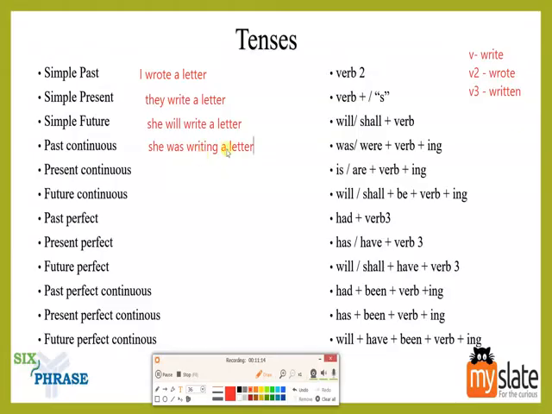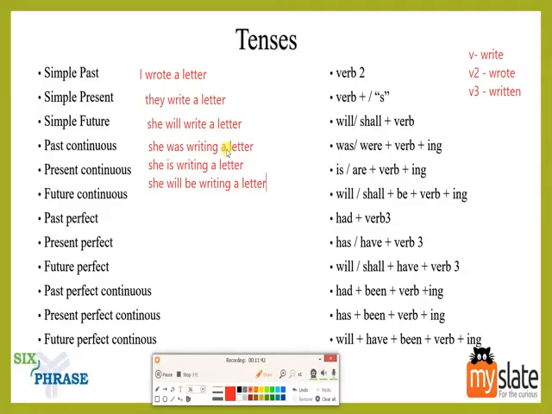Present continuous form: she, okay, we have is or are. She is writing a letter. Future continuous: she will, we have the be form here. We need to be very careful about this. Future continuous, will have the be form added. Just listen to it clearly: she will be writing a letter, right?